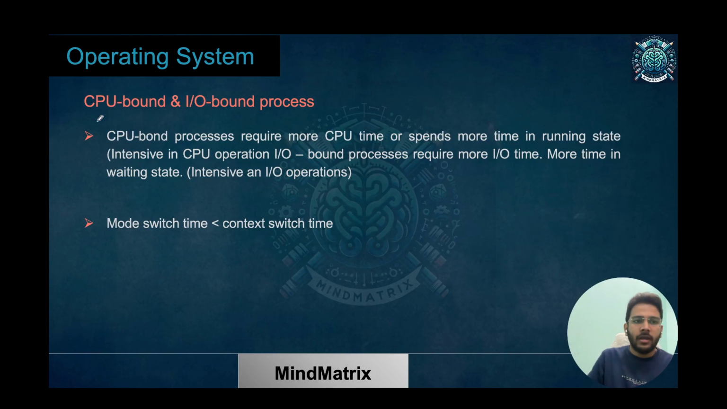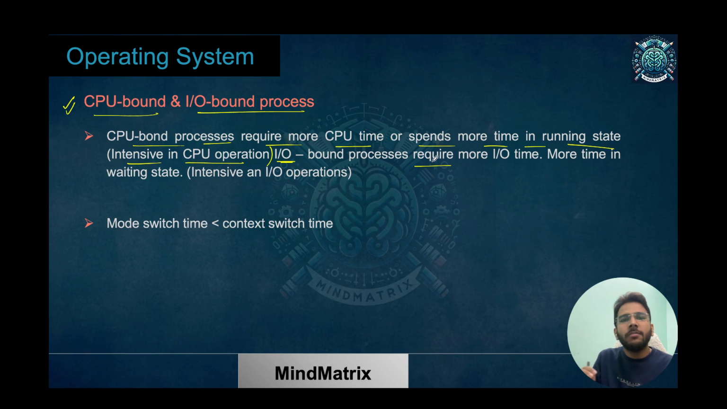Clear? Now there are two types of processes, CPU bound and input output bound processes. What are CPU bound processes? CPU bound processes require more CPU time or spend more time in the running state. That means they are very intensive in CPU operation. And what about input output bound processes? They require more input output time, more time in the waiting state. They are more intensive in input output operations.